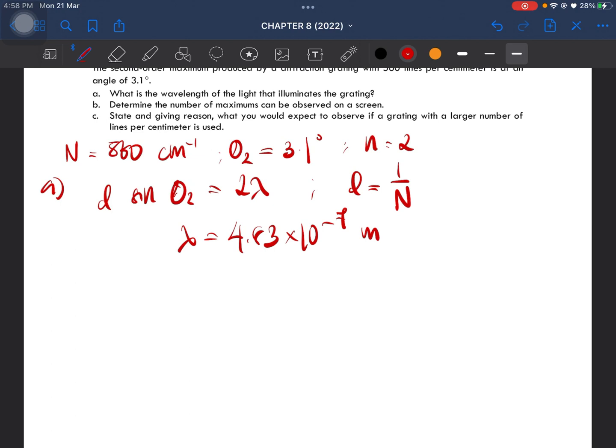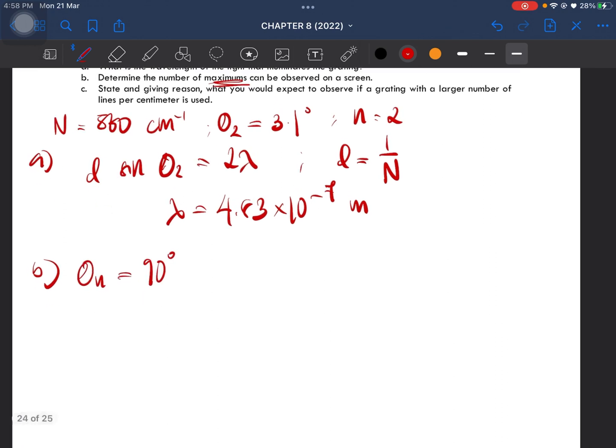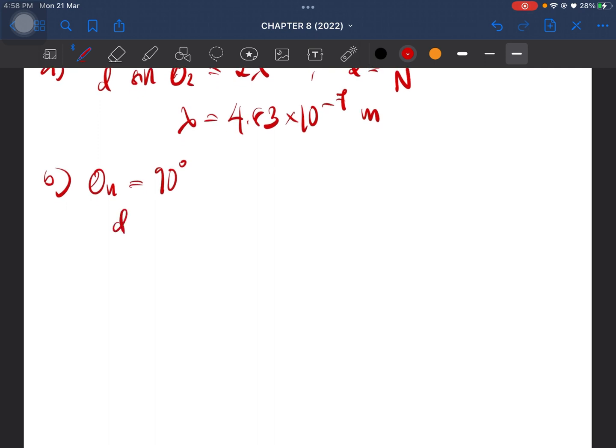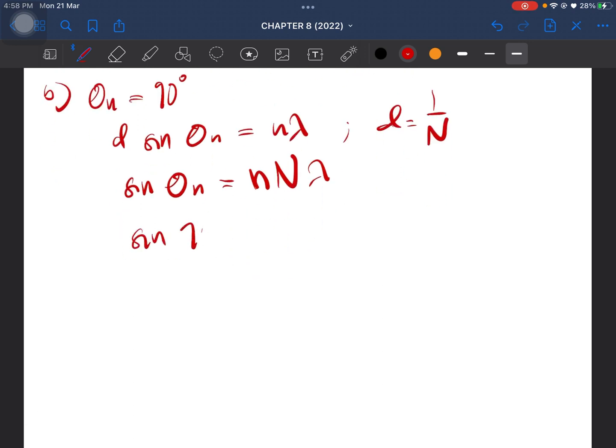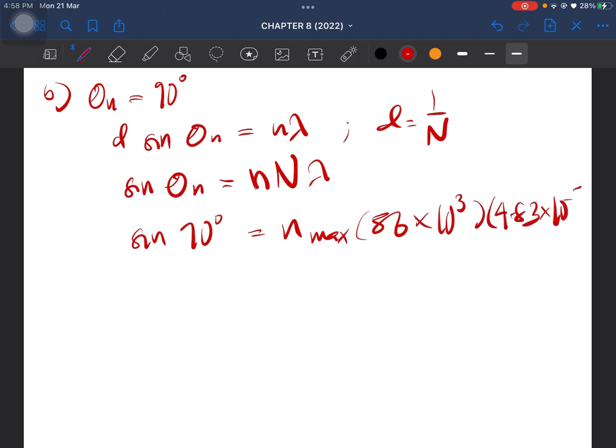Okay, all right. And then question B, determine the number of maximums that can be observed on a screen. So remember, if it is asking for a maximum, we need to let the angle be equal to 90 degree. Okay, so use this again. d equal to 1 over n. So we have sine theta n and n lambda. So this is going to be sine 90 degree. This is the maximum number of lines, fringe, sorry. So this is 560, 4.83, 10 negative 7. And then you will get the maximum number of fringes is 36.97, approximately 36.